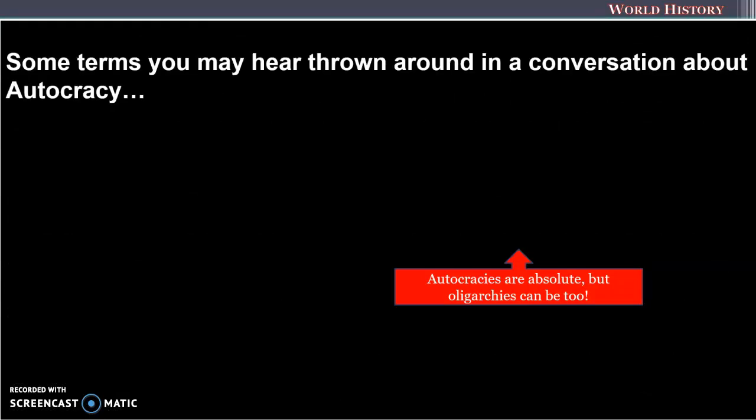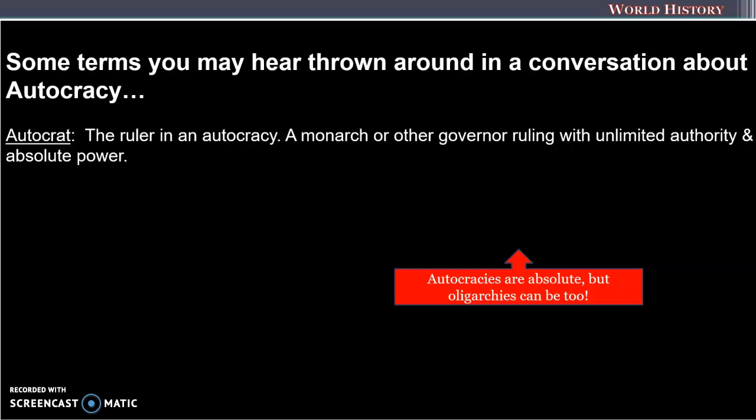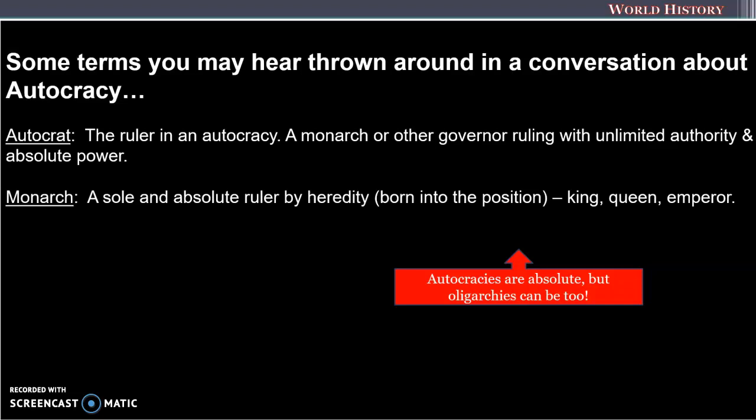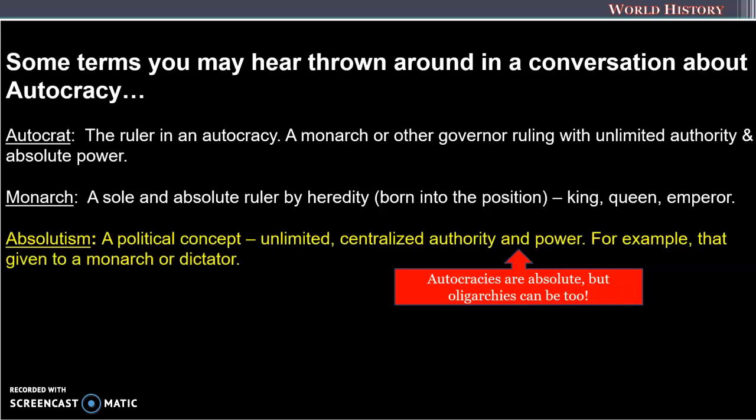Some terms you may hear thrown around in a conversation about autocracy. The ruler in autocracy: a monarch or other governor ruling with unlimited authority and absolute power. Okay, you know that. Monarch, you've learned that, right? It's hereditary, based on heredity. Absolutism, okay? A political concept, unlimited centralized authority and power, for example, that given to a monarch or dictator.